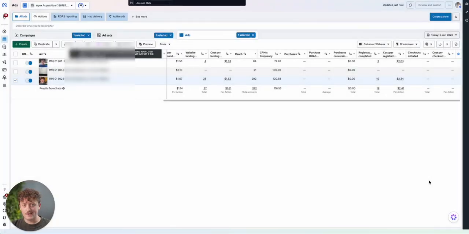So I launched the ads last night at $100 a day, and to be honest with you, they're doing really well. Now, this is a tiny, tiny, tiny micro testing budget, but I'm really happy with the results so far.